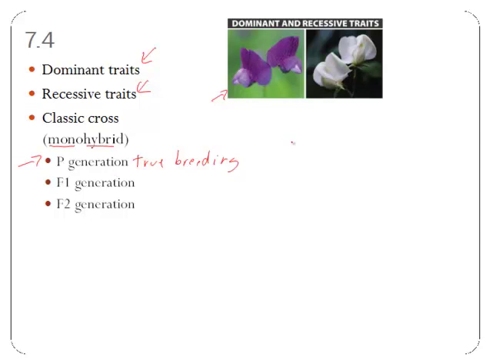And so he would take a purple plant and he would cross it with a white plant. And that was his P generation. What he found in the F1 generation is it would either be purple or white. So in this case, they were all purple.